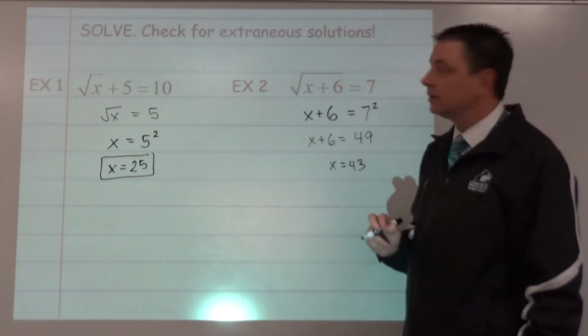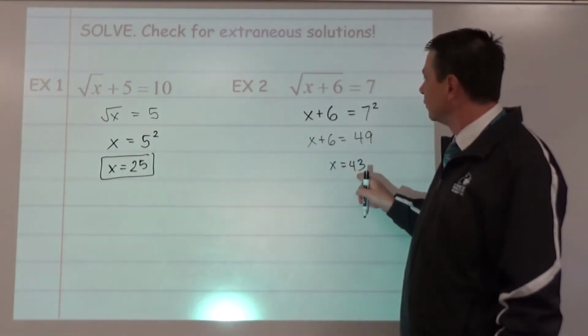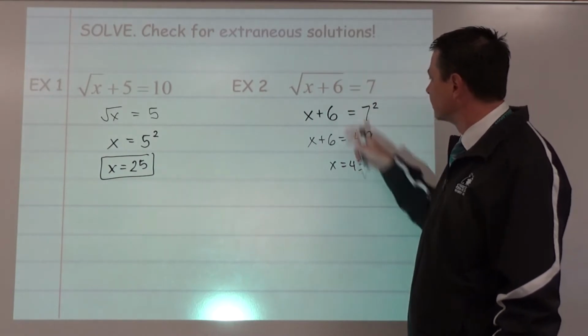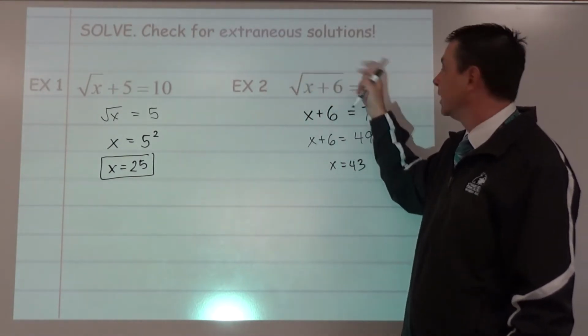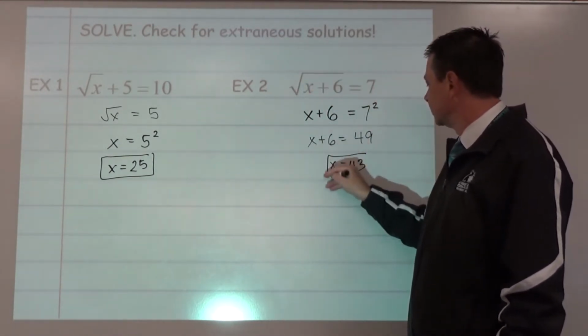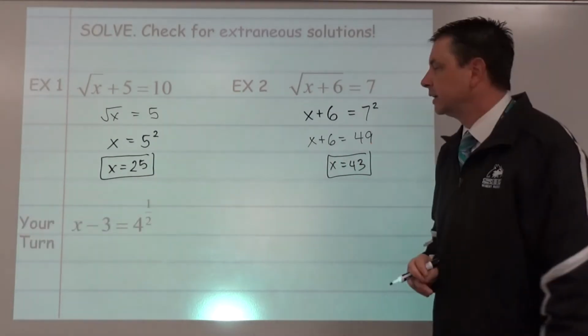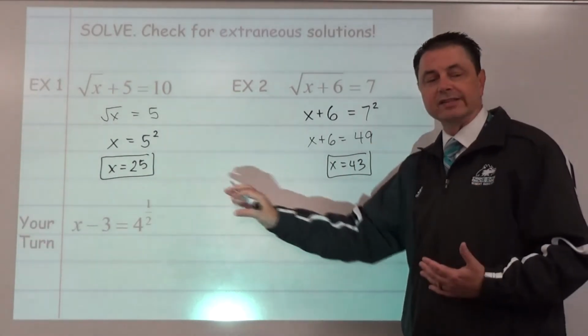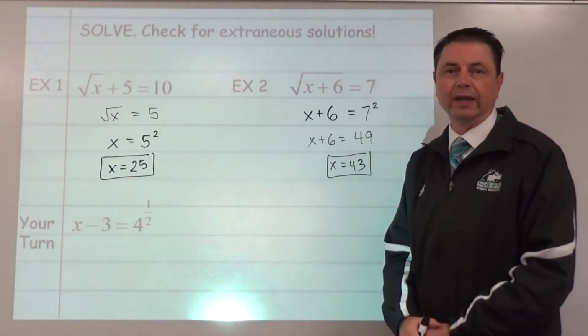Let's check that. 43 plus 6 is 49. Square root of 49 is 7. It checks out. It is now your turn. Pause the video here as you work through that problem.